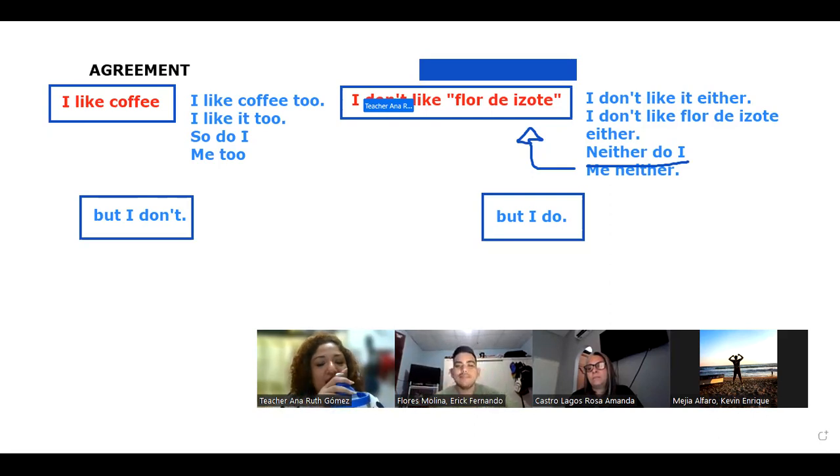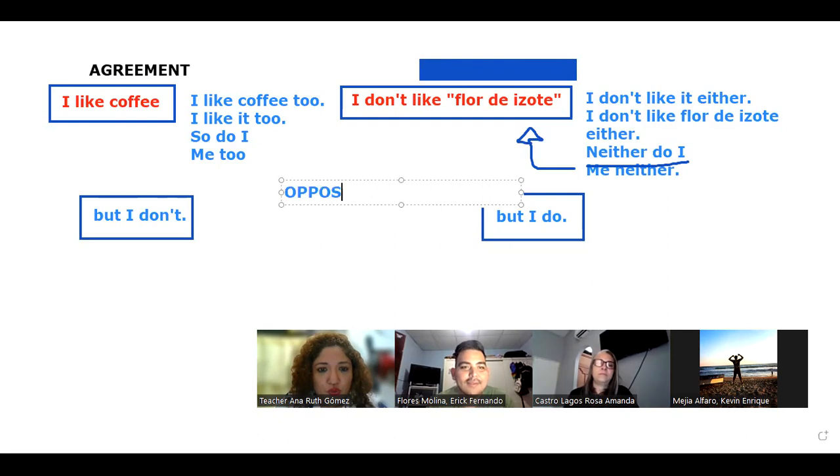Yes, Amanda? For example, if I say it to another person in the group, you can say me too. I don't a teacher. No, it's because if you say me too, me too is for affirmative. And I say I am a teacher. This is for opposing ideas. Opposing ideas. All right, very good.